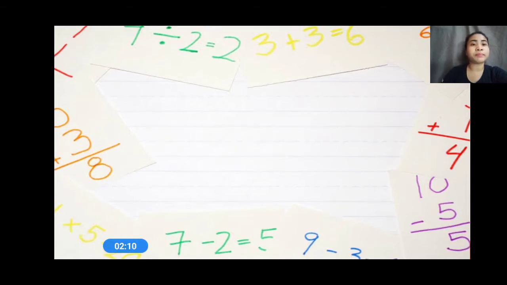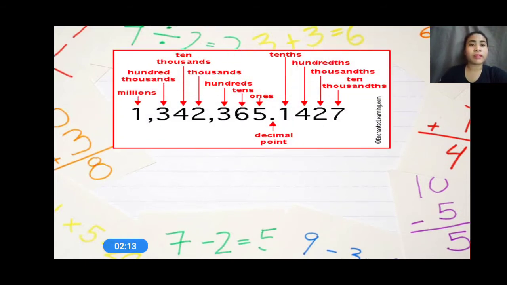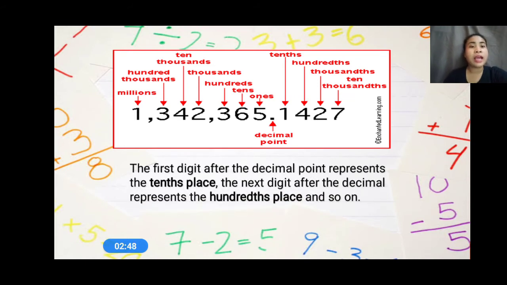Okay, so everyone, let me show you something. So we have here 1,342,365.1427. So as you can see, we have whole numbers here. The whole number here is 1,342,365. So we have the decimal point there, and then we have .1427. Now I want you to remember that the first digit after the decimal point represents the tenths place.